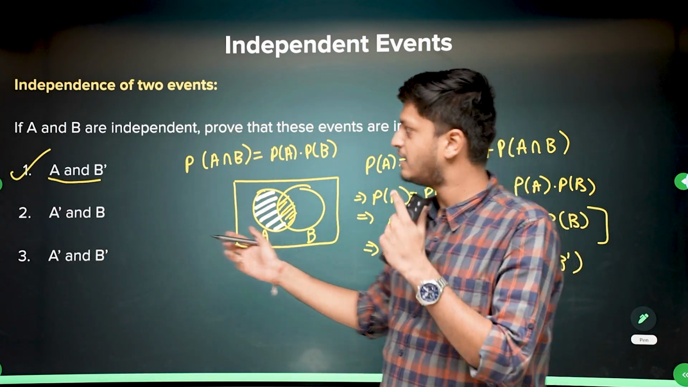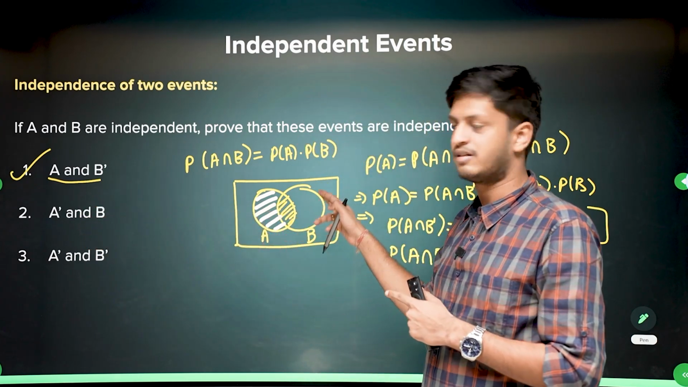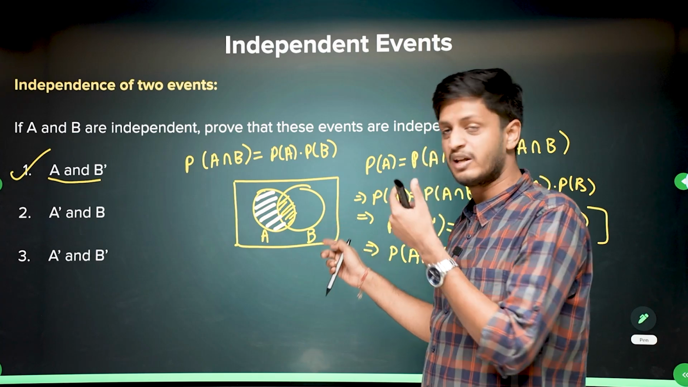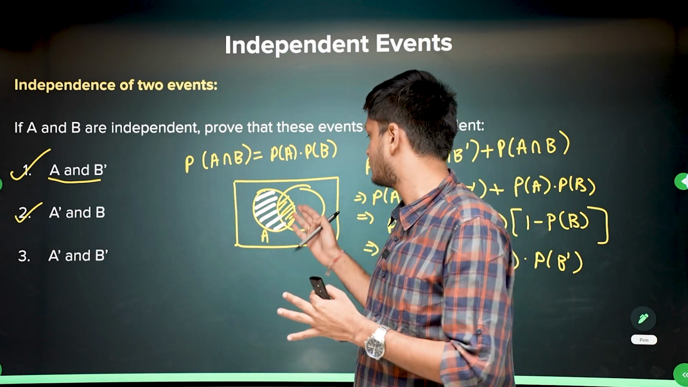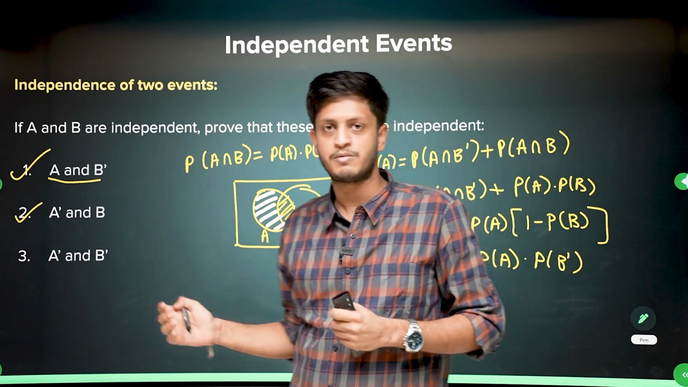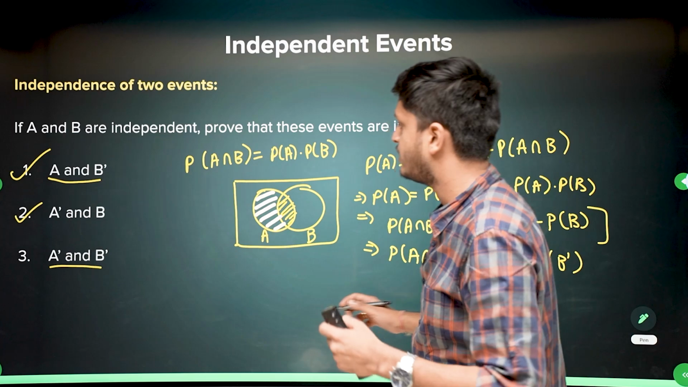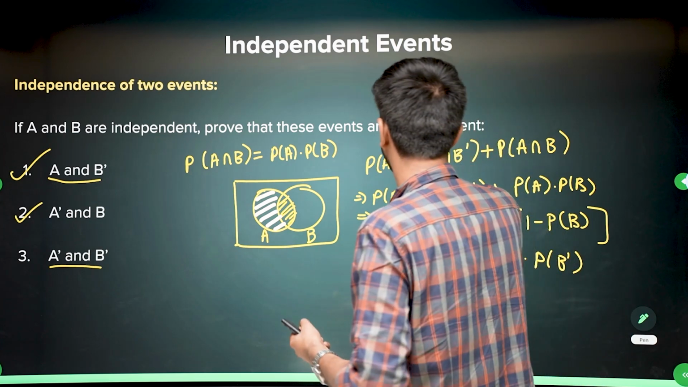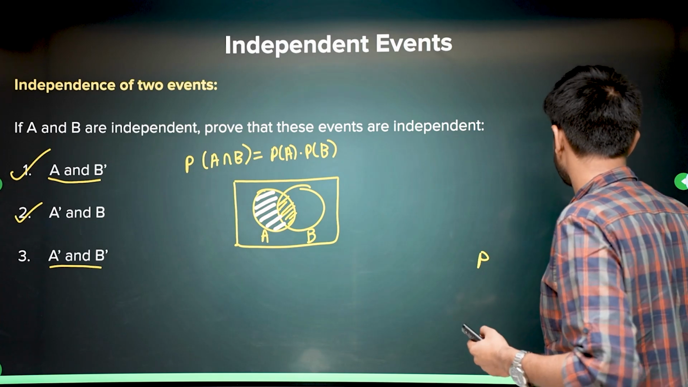Okay, and similarly, these two problems are symmetrical to each other. Instead of this area, if you take this area, B intersection A complement, you will get this theorem as well. Consider this homework. If you take this area, this will also be proved. This is slightly tricky. So here you want A complement and B complement. So how will you prove this?